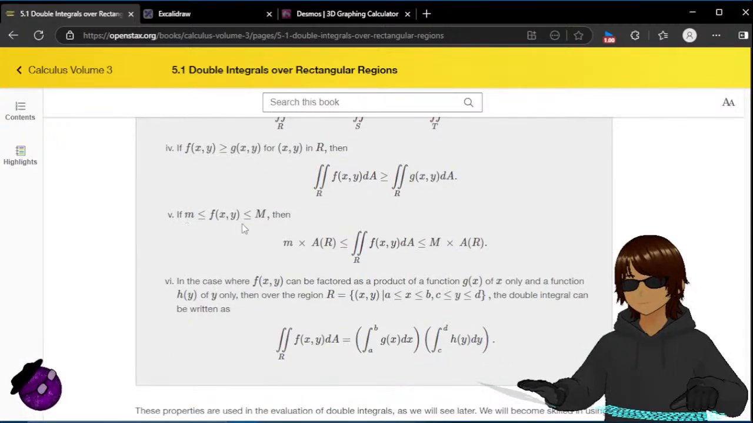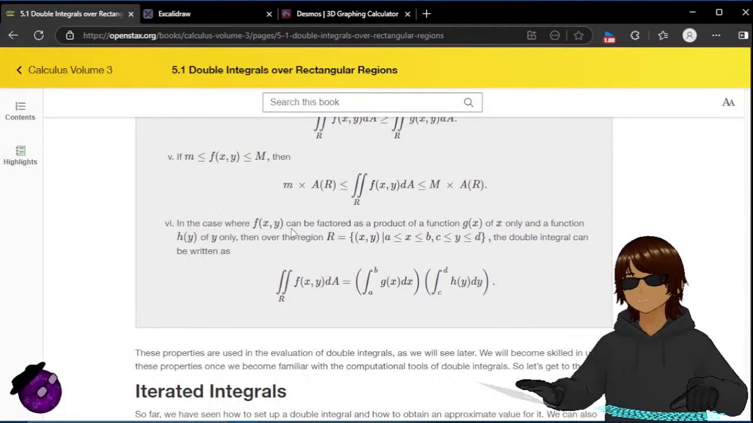If we have M, the volume is M times the area of the region. So if f of x, y is between small m and big M, then if we multiply, their volume is also in between, right? Then the volume of f of x, y is also in between the volume with small m and the volume with capital M.